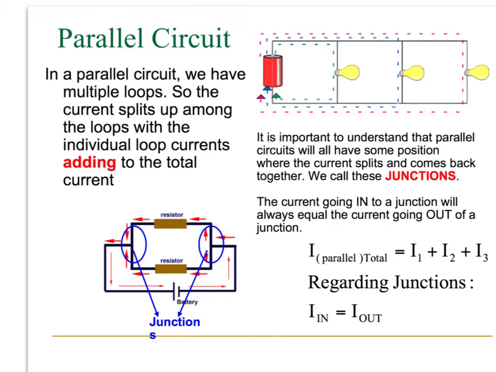So if we take all of those sentences and turn them into equations, we get that I total equals I1 plus I2 plus I3 plus I4 and so on, according to how many resistors or loops we have in our circuit. And then we get I in equals I out.